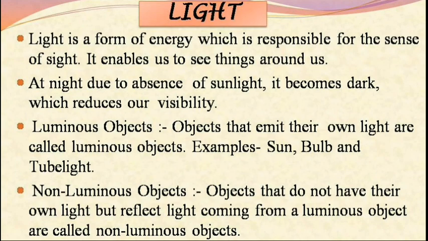Now let us see what are luminous objects. Objects that emit their own light are called luminous objects. Examples are sun, bulb and tube light. What are non-luminous objects? Objects that do not have their own light but reflect light coming from a luminous object are called non-luminous objects. For example, the things that we see around us like the table, chair, the cupboard, the door, etc.